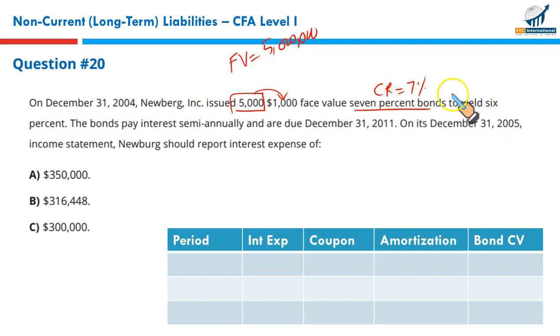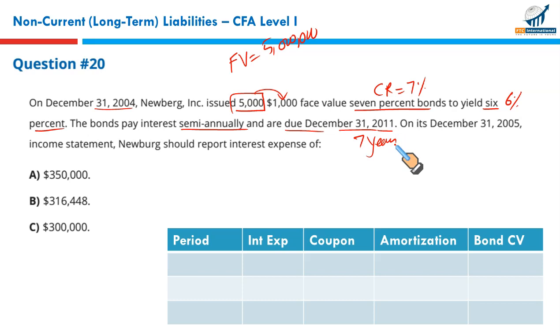Now remember, your coupon rate is more than the market rate. Now your bond will sell at a good price. You will sell the bond for more than 5 million. Why? Because your coupon rate is more than the effective rate or the market rate. Further, the bond pays interest semi-annually and is due on 31st of December 2011. That's 31st of December 2004, 5, 6, 7, 8, 9, 10, 11. It's a 7-year bond.